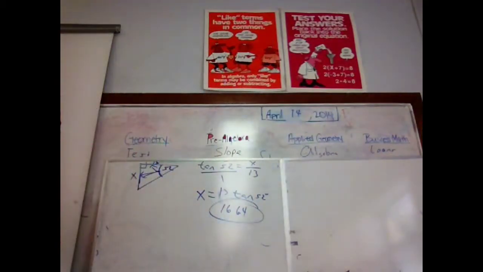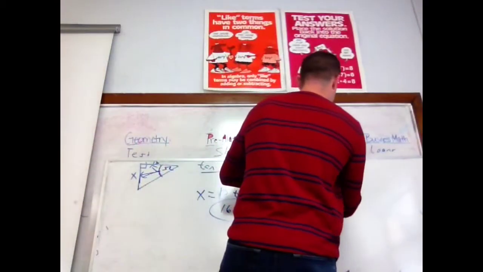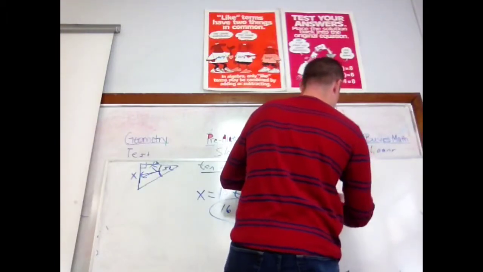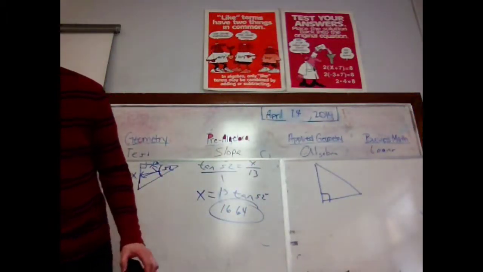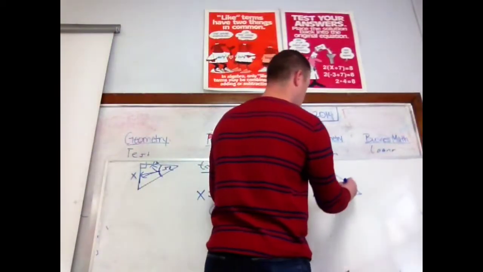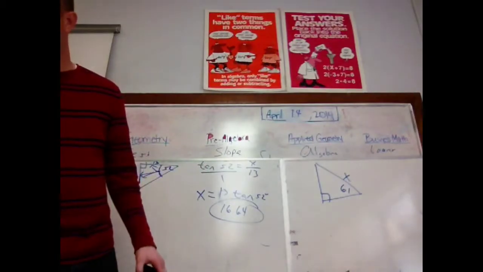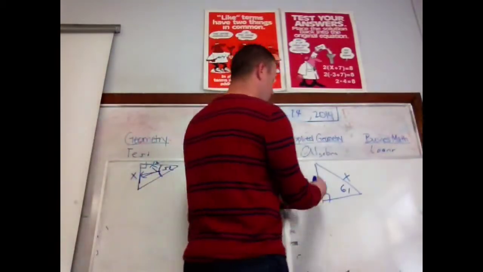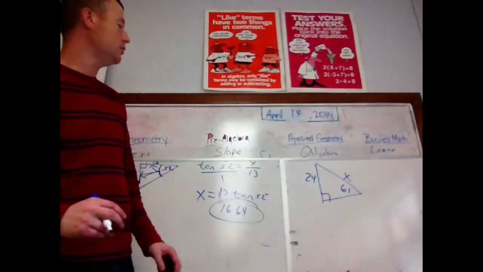Alright, on number 9, do the same thing. Alright, number 9. We have this triangle here. This is the right triangle. We're always dealing with right triangles when we're dealing with this. And this is 61. This is x. And then across from 61 is 24. Alright, so we have that triangle.